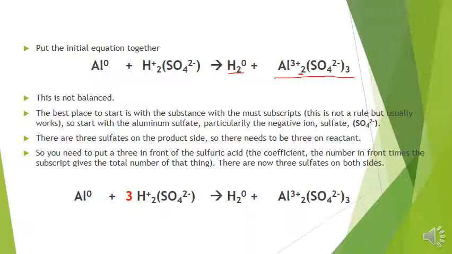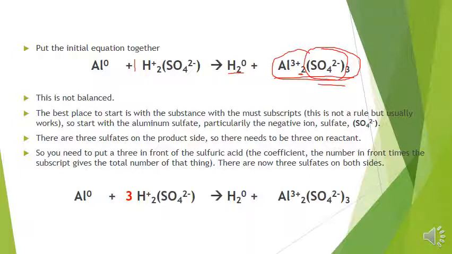Okay, it just tends to work, and so I have this guy over here has 3. This one has 2. There's no, I mean, this is not a law. It's just helpful. So, I'm going to start out with aluminum sulfate, and specifically, I'm going to start out with the sulfate. Okay. So I notice there's 3 sulfates on the product side, and 1, because technically there's a 1 over here, sulfate on the left side.